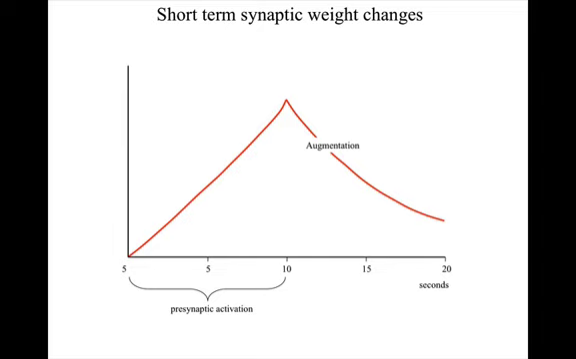If input is provided to a synapse, the augmentation mechanism results in an increase in synaptic weight which decays over a period of about 10 seconds. And the detailed processes that support augmentation are different from those supporting longer-term synaptic weight increases. In particular, they operate in the presynaptic bouton to increase the amount of neurotransmitter released in response to one action potential.